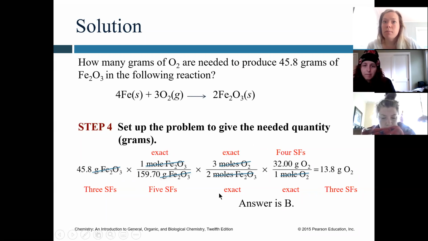If you've taken Chem 092 and you did limiting reactant stuff, we're not going to do limiting reactant in this class. This is going to be the extent of it, okay? So like percent yield, limiting reactant, theoretical yield, all that stuff, we're not going to really be doing that.